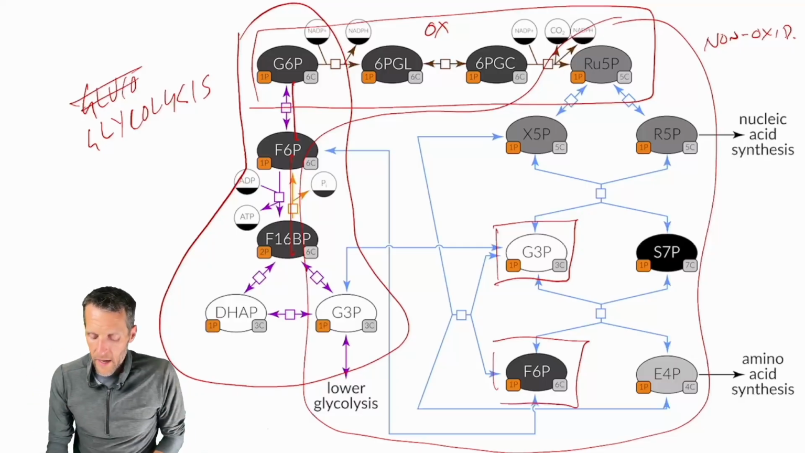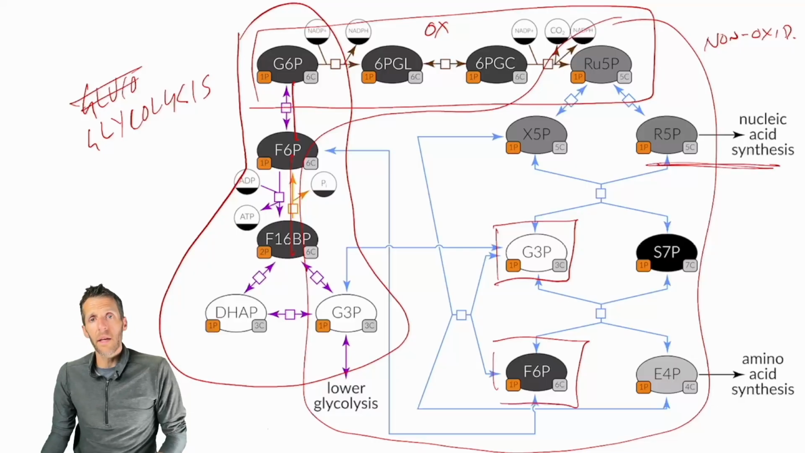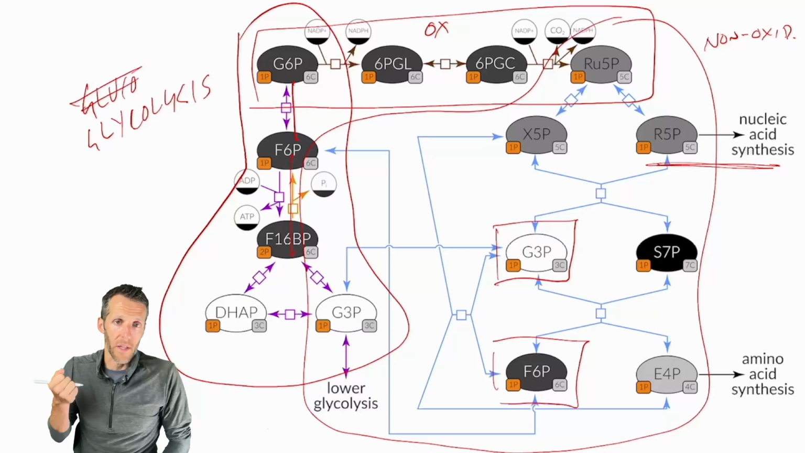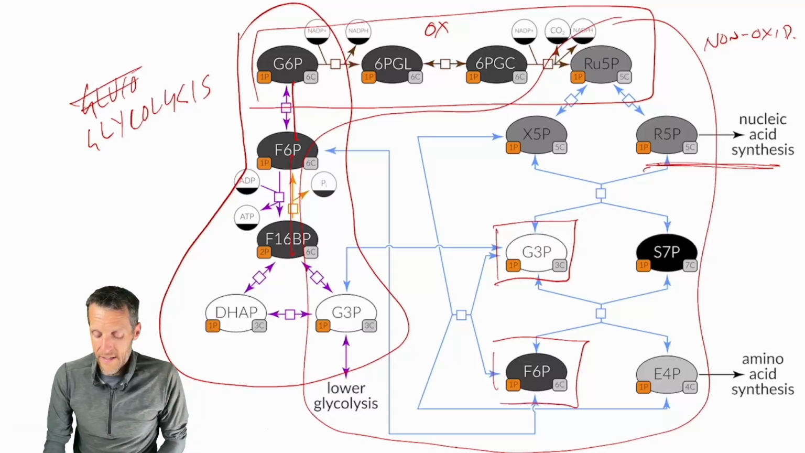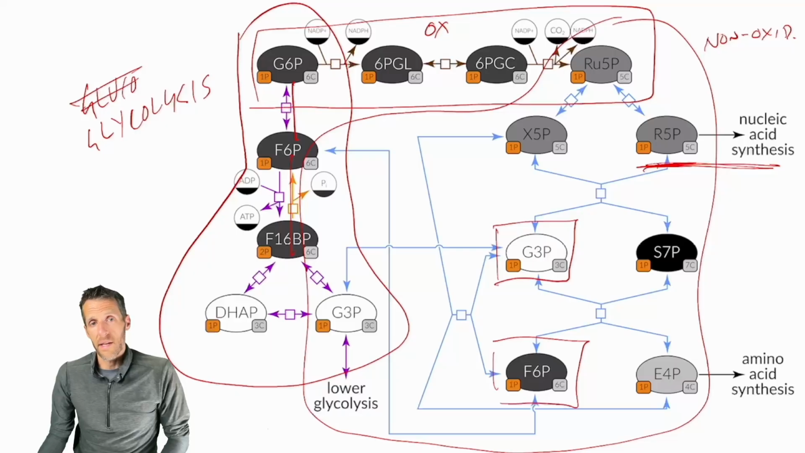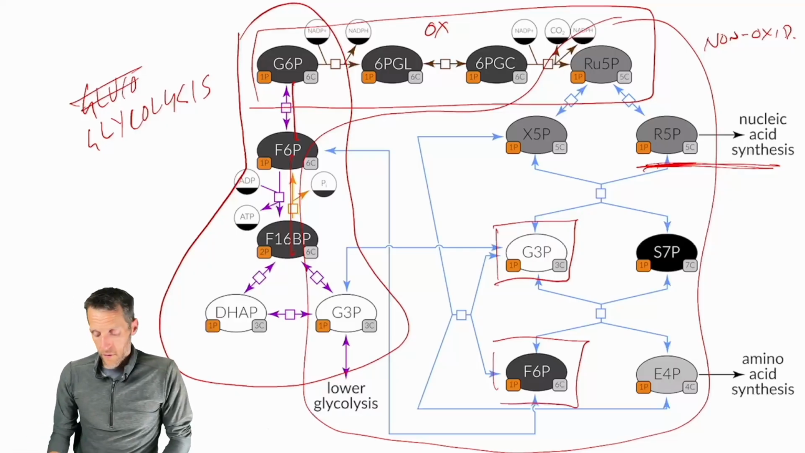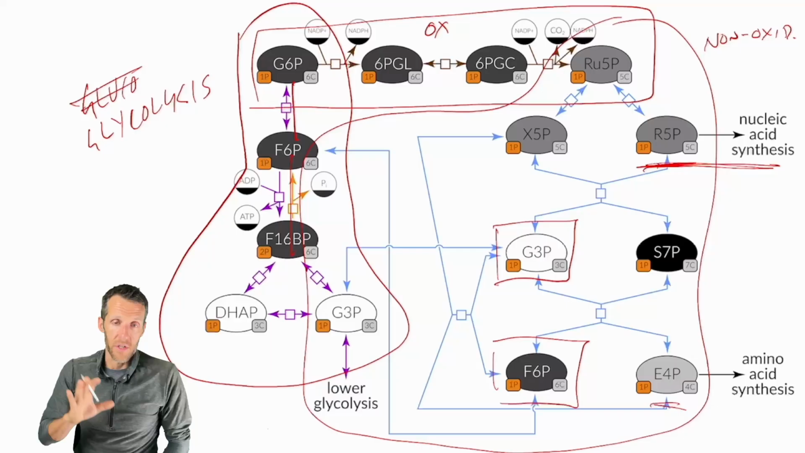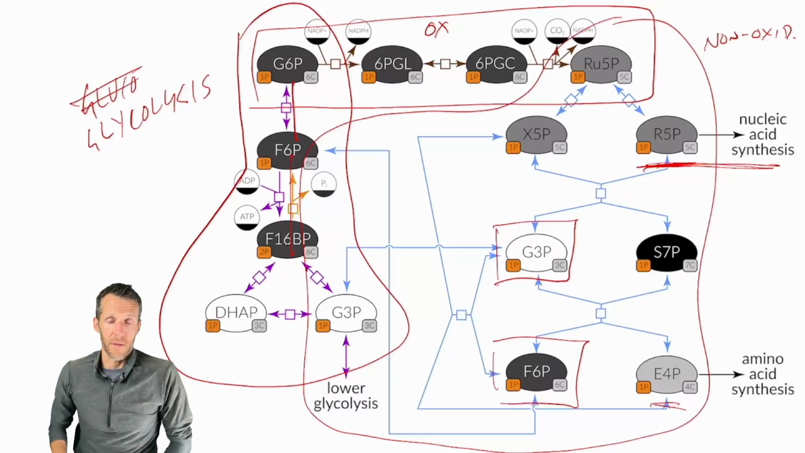I also want to point out that R5P is the starting point for all nucleic acid synthesis. So basically, if you're duplicating your genome, for example, and making a lot of nucleic acids, this R5P is the molecule that you're going to have to make a lot of. And then other metabolites go on to do other things. I'm just highlighting one of them. E4P is important in amino acid synthesis. So again, this network is used to generate metabolites that go on to be used in biosynthetic pathways.